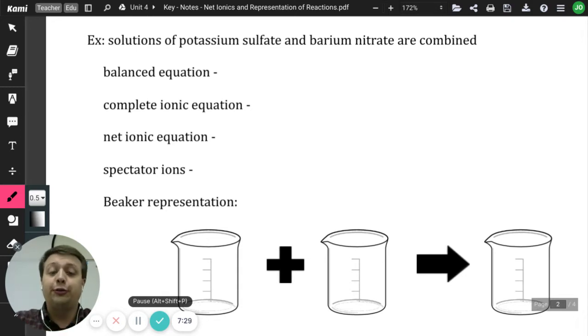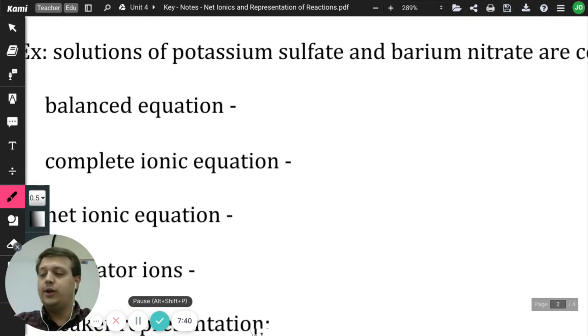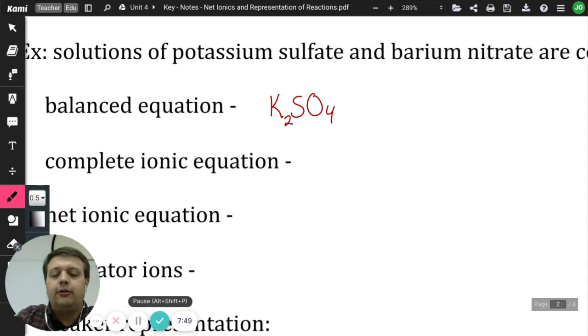So here it says solutions of potassium sulfate and barium nitrate are combined. So the first thing that we're going to need to do when we're writing our net ionic equation is to write the balanced equation. So I was told I have potassium sulfate. So potassium is K. Sulfate is SO4. We got to cancel out our charges. So K2SO4. Potassium has a +1. Sulfate has a -2. Swap, drop, reduce. And we are told that that's a solution, right? So aqueous.